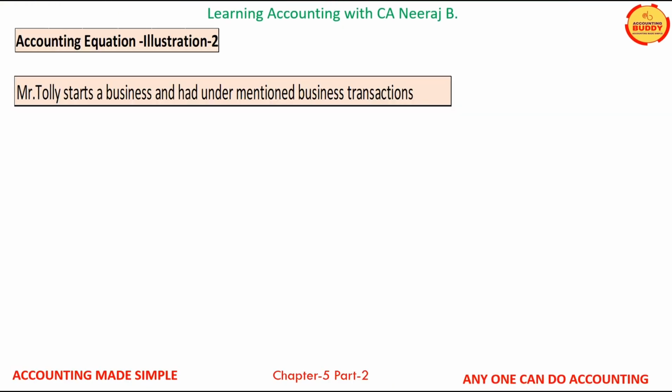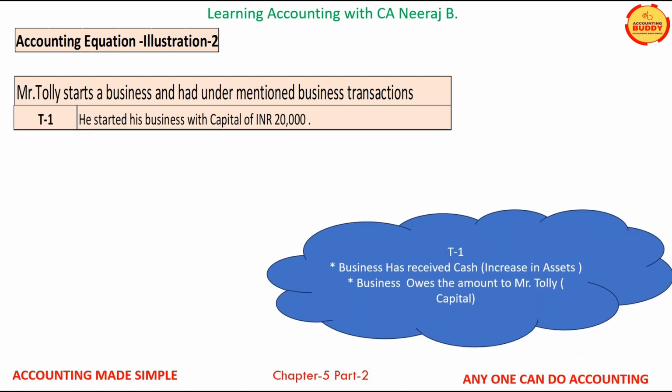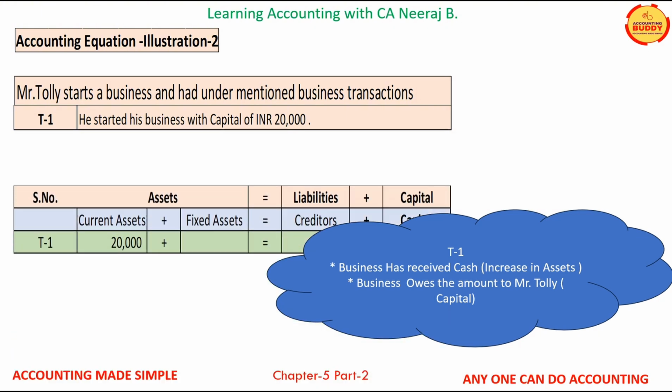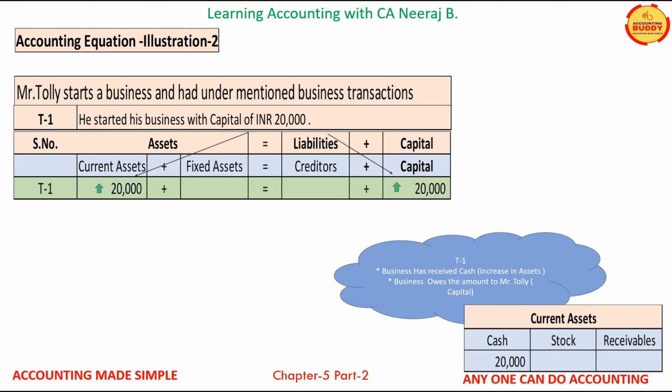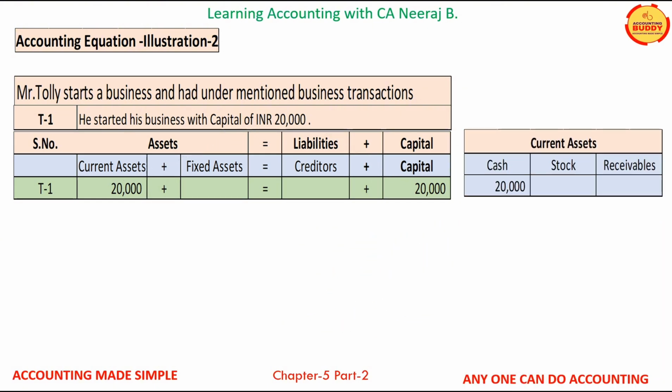Mr. Tolley starts a business and had under mentioned business transactions. Transaction T1, he started his business with a capital of 20,000. In this transaction, business has received cash from Mr. Tolley towards his capital contribution. Cash is an asset of the business and capital is the amount which the business owes to Mr. Tolley. Therefore, 20,000 cash being current asset will appear on the left hand side of the equation under the head assets, and 20,000 will appear under the head capital on the right hand side of the accounting equation. At this stage, business holds only cash of 20,000 under assets.